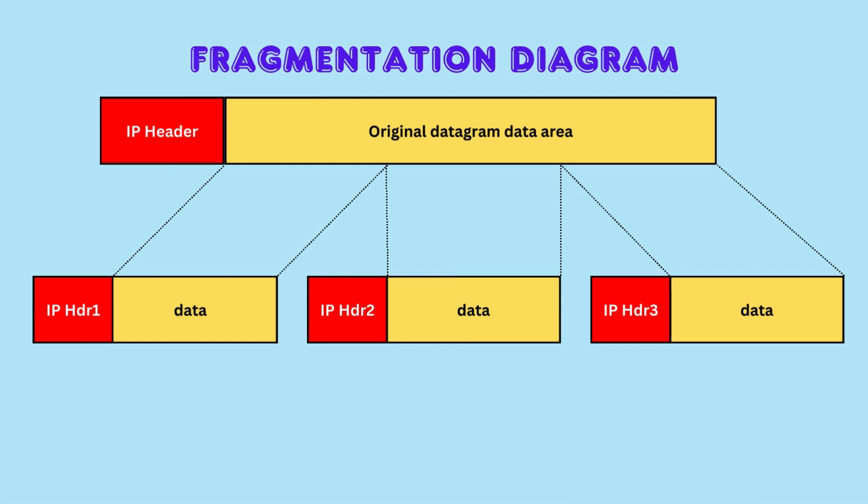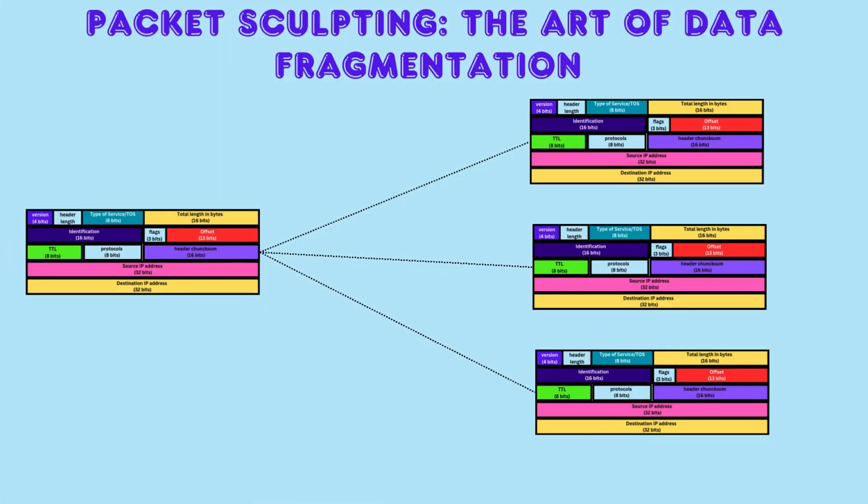It gets split into 3 smaller pieces, each with its own new IP header marked here as IPHDR1, IPHDR2, and IPHDR3. Each fragment carries a portion of the original data. These smaller units pass through the network within the size limits specified by the MTU. This ensures that the entire datagram can reach its destination, where it will be reassembled back into its original form with help of the identification field of the IP header.